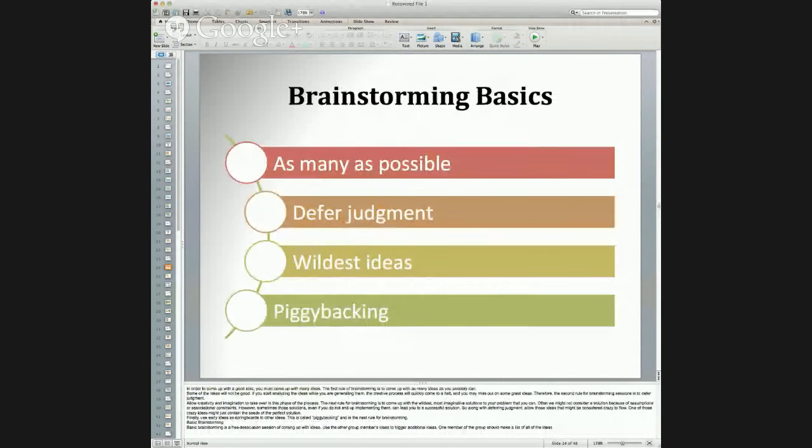One member of the group should make a list of all of the ideas. By doing so, the solution will easily occur and will come into existence and will solve your problem.